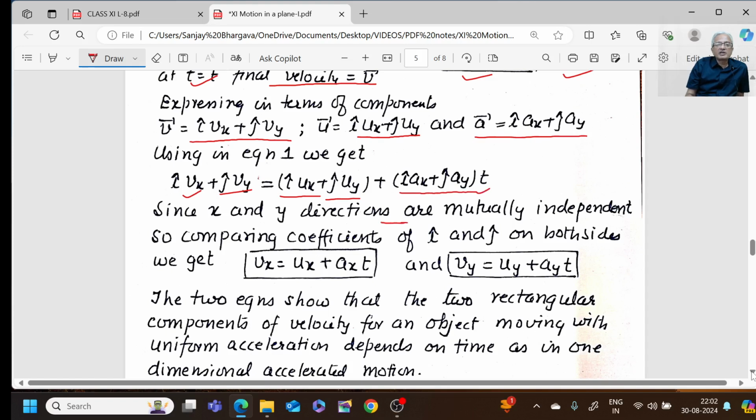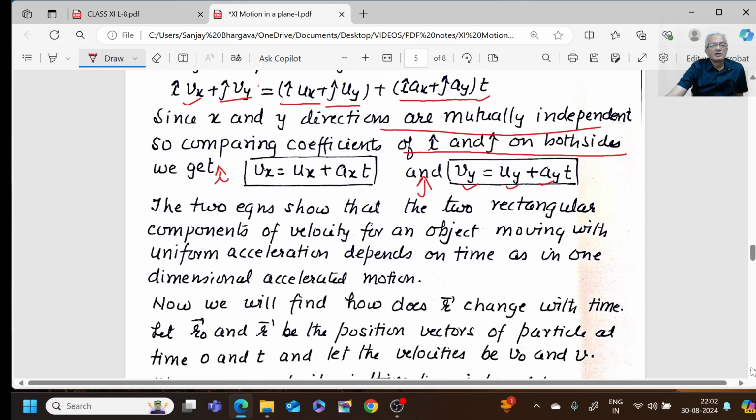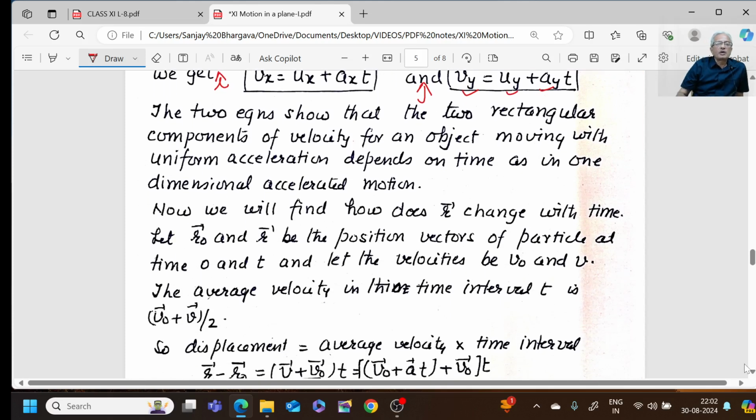Here x and y directions are mutually independent, so you can compare the coefficients of i cap and j cap on both sides. Comparing the coefficients of i cap, I get vx is equal to ux plus ax into t, and comparing the coefficients of j cap, I get vy would be equal to uy plus ay into t. What do these two equations tell me? The two equations show that the two rectangular components of velocity for an object moving with a uniform acceleration depend on time as in one-dimensional accelerated motion.